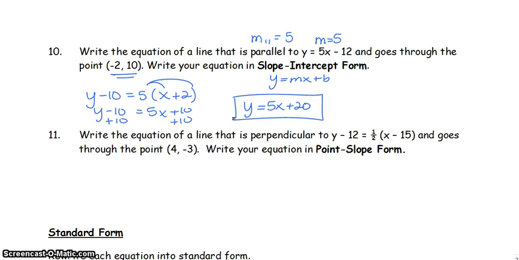I want you to try number 11 on your own, so press pause. When you are finished, press play and see if you got the correct answer.